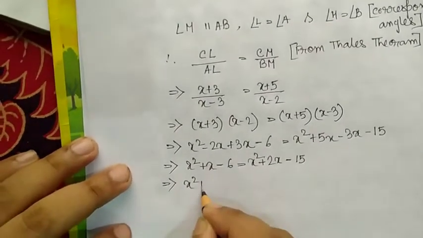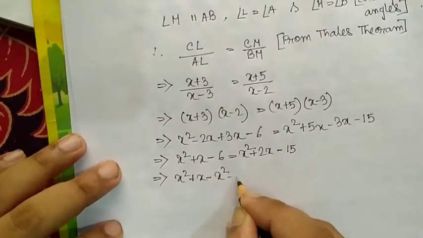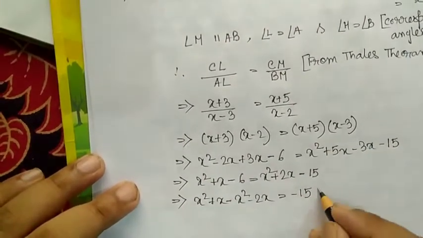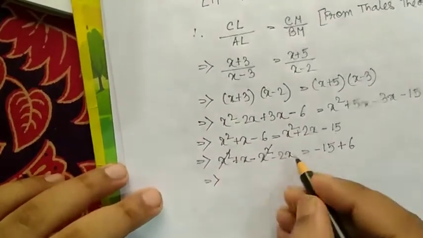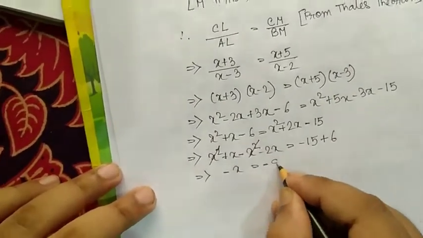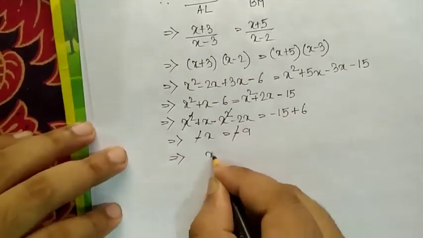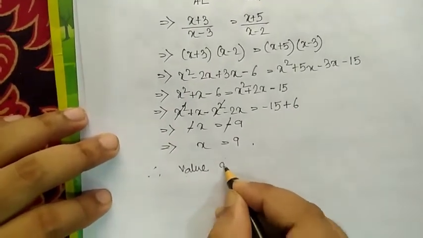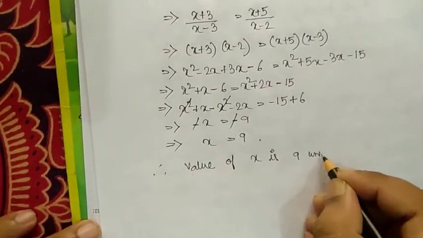Therefore x square plus x, and these two going to the left hand side, so minus x square minus 2x equal to minus 15, and minus 6 goes to the right hand side, this should be plus 6. So eliminate these two. Minus 2x plus x means minus x, minus 15 plus 6 means minus 9. Eliminate those minus, so we can say that x equal to 9. So the value of x is 9 unit. This is the answer. Very very important sum.